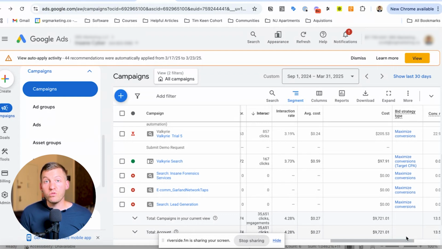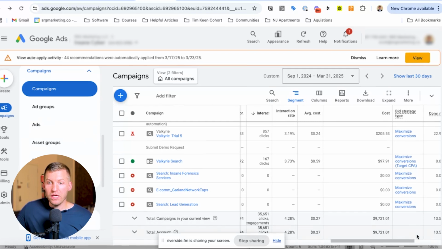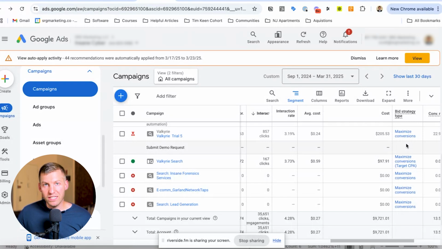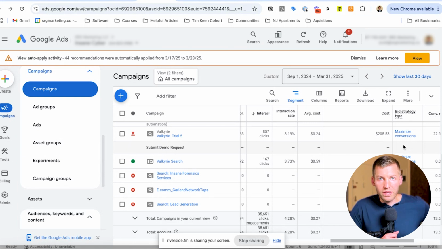So the next thing we want to do is evaluate the bidding strategy. The bidding strategy is super important because it actually determines how Google operates to find you the right leads. What I'm seeing in this account right now is for the live campaign, they have a maximize conversions bidding strategy. So this is an automated bidding strategy. You're basically utilizing Google's AI to say, hey, go try to get me as many conversions as possible. This can be a really costly strategy for B2B companies.